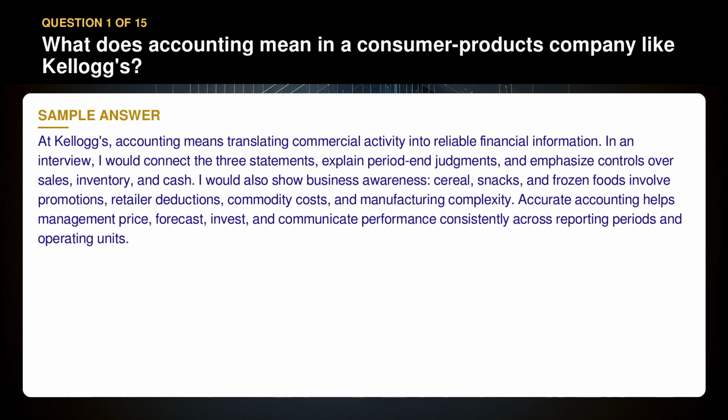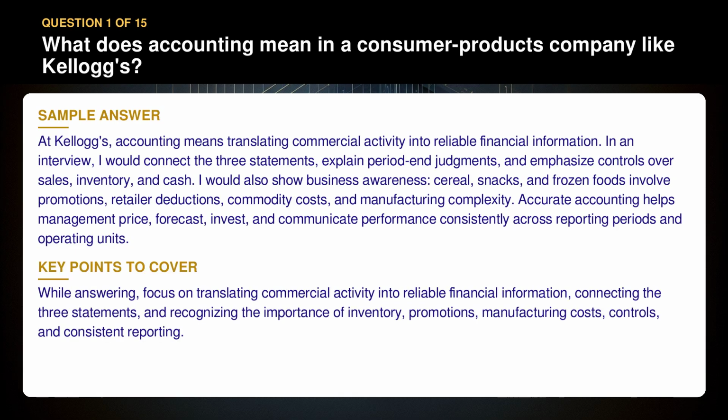I would also show business awareness. Cereal, snacks, and frozen foods involve promotions, retailer deductions, commodity costs, and manufacturing complexity. Accurate accounting helps management price, forecast, invest, and communicate performance consistently across reporting periods and operating units. While answering, focus on translating commercial activity into reliable financial information, connecting the three statements, and recognizing the importance of inventory, promotions, manufacturing costs, controls, and consistent reporting.